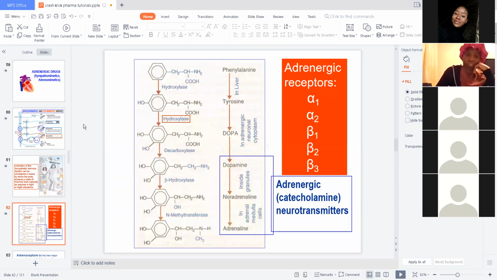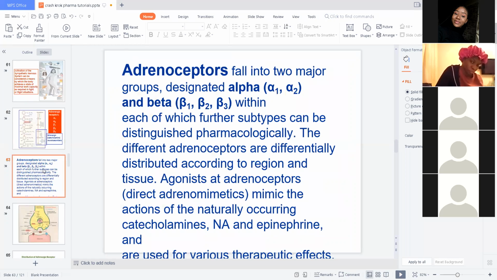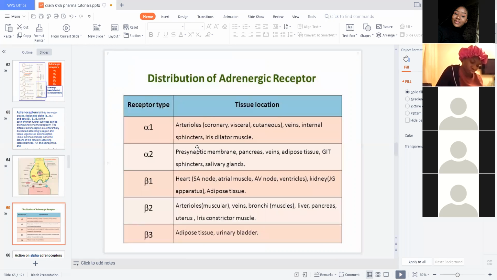Some of the receptors of the adrenergic system: we have alpha and beta receptors. For the alpha receptors, we have two, alpha 1 and alpha 2. For the beta receptors, we have three, beta 1, 2, and 3. This is very important. Then the location of the receptors. This table explains the location of the receptors. It's very important for you to know alpha 1. Alpha 1 is present in the arteries, in the blood vessels. Beta 1 is present in the heart. You have to remember it. Then beta 2 is present in the blood vessels. Alpha 2 is also present in the presynaptic membrane.